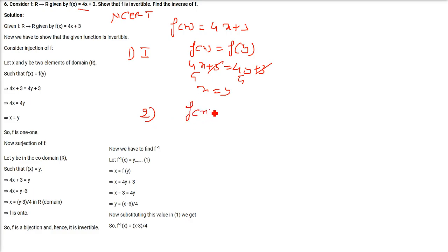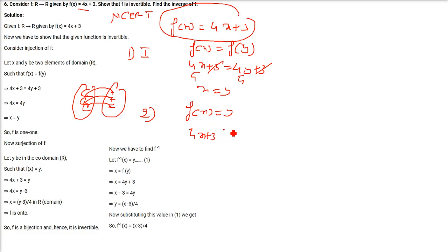Now onto. f(x) equals y, that is, every y should have a pre-image. It means no value of the other set should be left alone. It should have a pre-image. So 4x plus 3, f(x) is already there, equals y. So 4x equals y minus 3. x will be equal to (y minus 3) by 4.